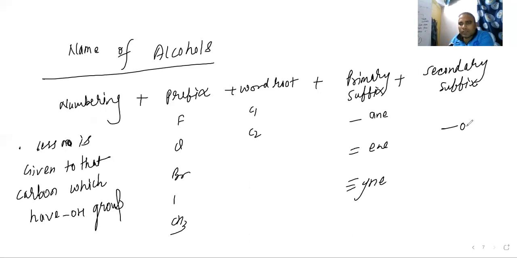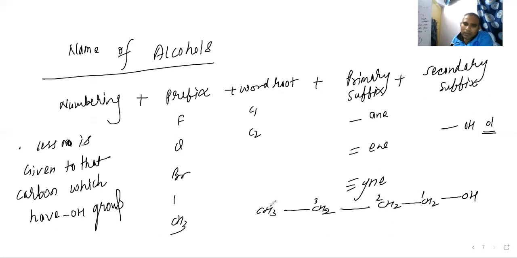If the OH group is there, we have to use the term ol. Let us write this down. Firstly CH3, CH2, then again CH2, again CH2, and lastly OH. This is carbon 1. We have to number the carbon only. So 1, 2, 3, and 4.